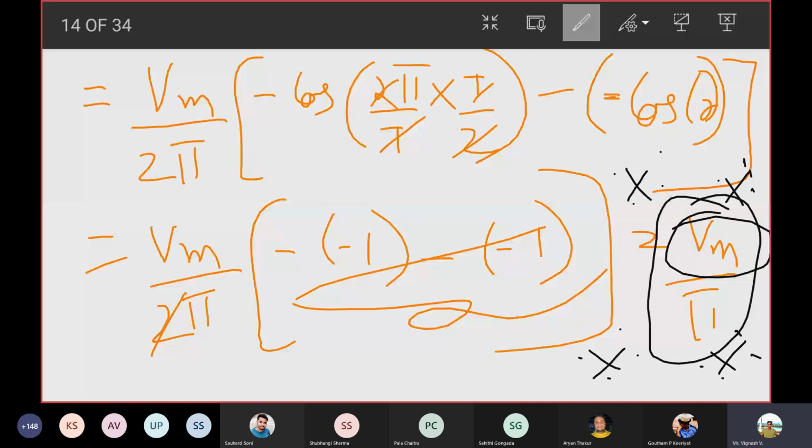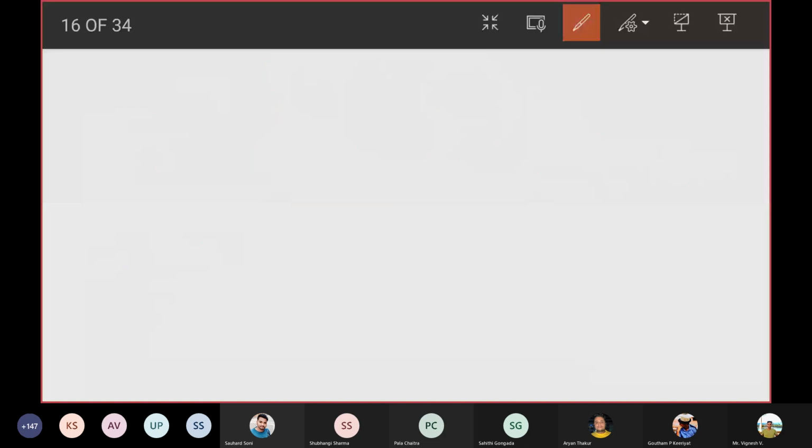Why do you look at the RMS value? Why is RMS such an important parameter? Anyone? It produces the same heat as DC.